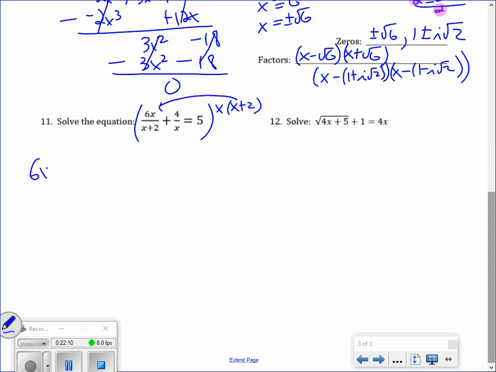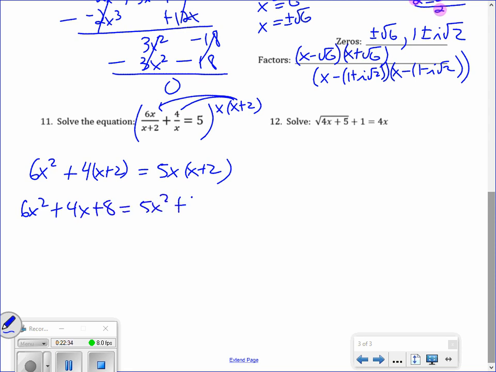So when I do that here, the x plus 2's go away, so I have 6x times x, 6x squared. The center, the x's go away, so I have 4 times x plus 2. I'd be careful. If this was negative, I would be extra careful, but it's not. On the 5, nothing cancels, so 5x and x plus 2. So you got a nice quadratic to solve. You got 6x squared plus 4x plus 8, and you got 5x squared plus 10x.